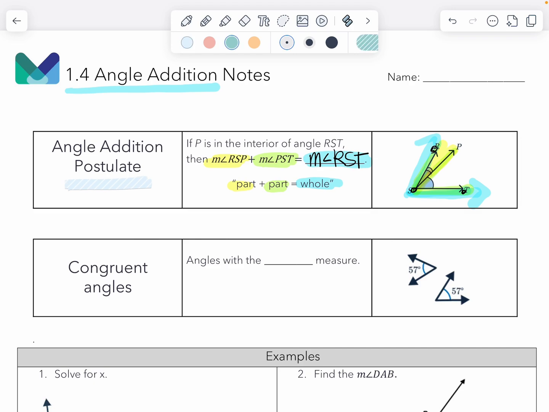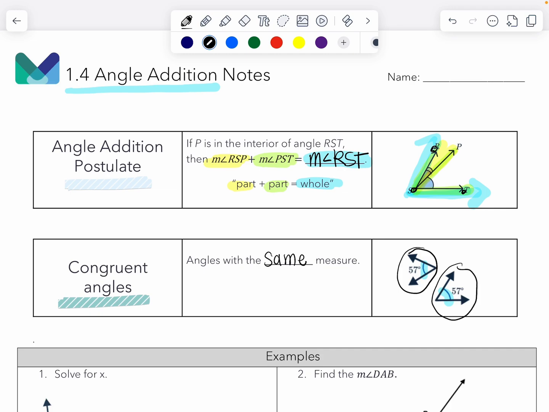Next thing just to make a note of is what it means to be a congruent angle. These two angles here, and you see these little arcs here, are congruent angles. So congruent angles are just two angles that have the same measure. Those arcs will be really important. This is our way to mark that this angle is exactly the same size as that angle when you see those arcs. So that just means they are the same.